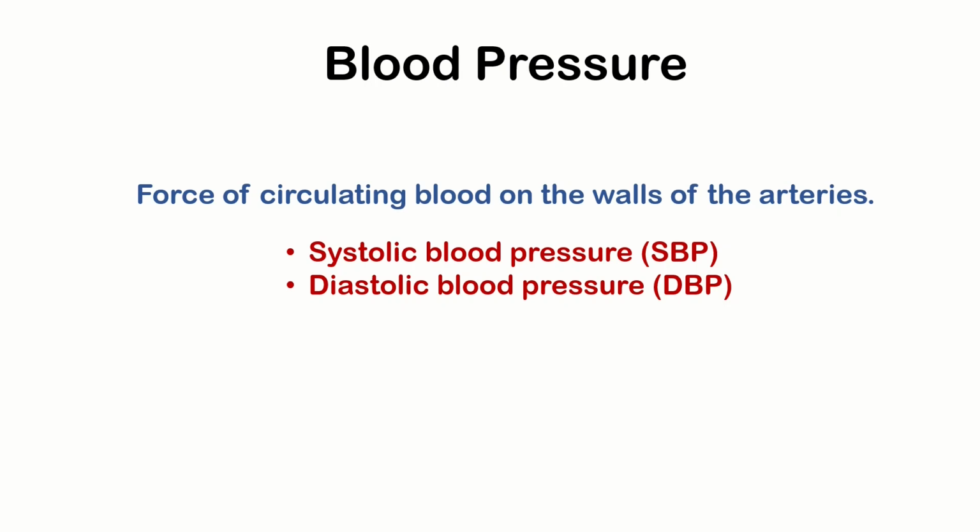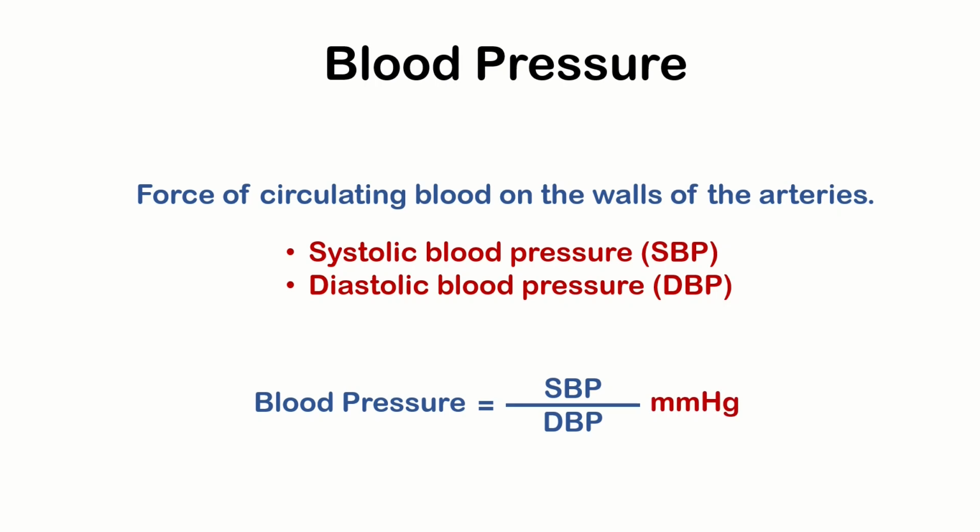Diastolic blood pressure measures the force your heart exerts on the walls of your arteries in between beats. Blood pressure is recorded with the systolic blood pressure on the top and the diastolic blood pressure below, and it is measured in units of millimeters of mercury.